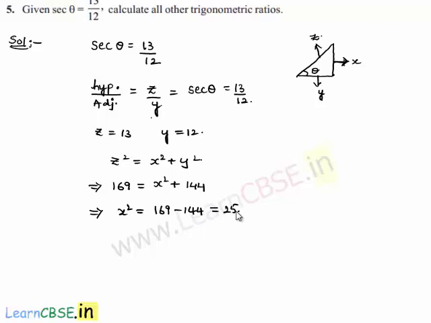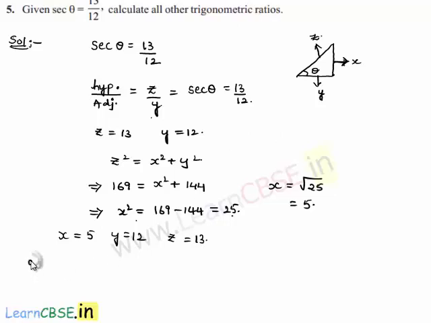but 25. As x square is equal to 25, we get x is equal to root of 25, which is nothing but 5. So we got the values of x, that is equal to 5, and y, which is equal to 12, and z is equal to 13. Let us find all the other trigonometric ratios.